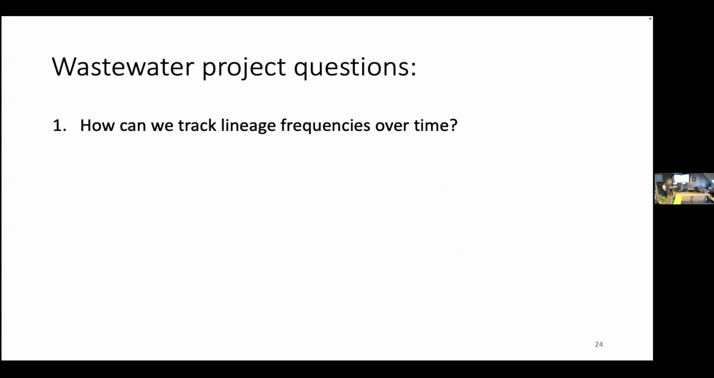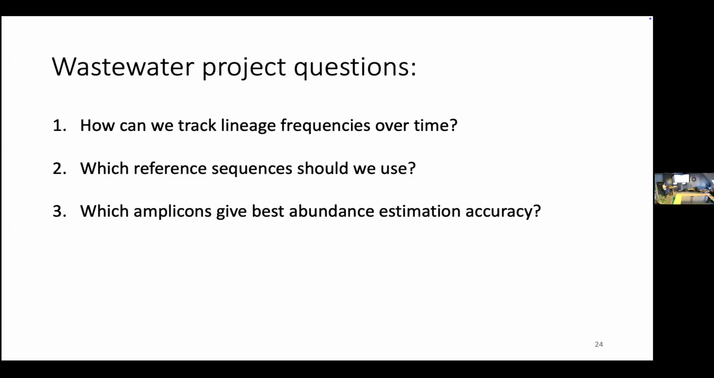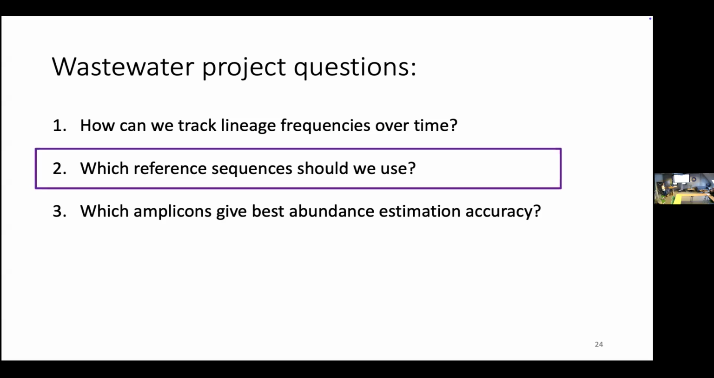So the initial question that we started with was, how can we track the lineage frequencies over time? And then we saw, okay, it matters which reference sequences you use, so which ones should we select? And a third problem that came up was which amplicons give us the best abundance estimation accuracy? So you see, you start with one question and you get many in return. But this means that we still have work to do.